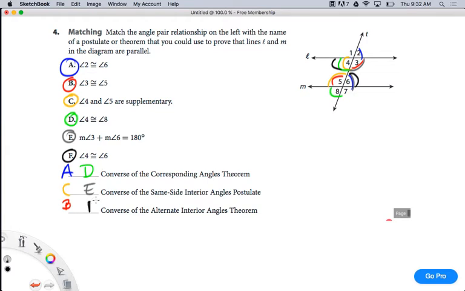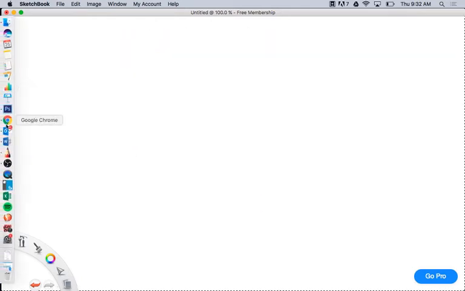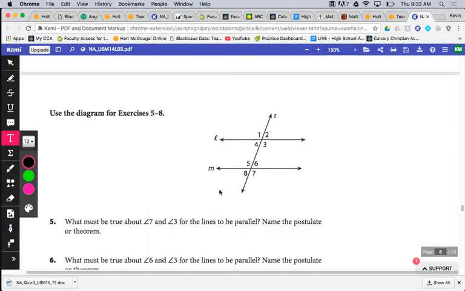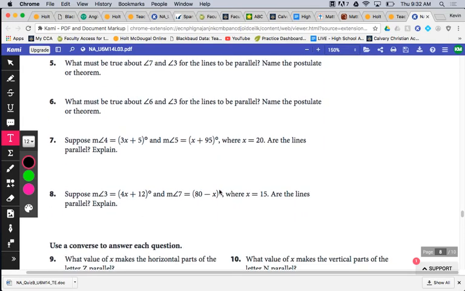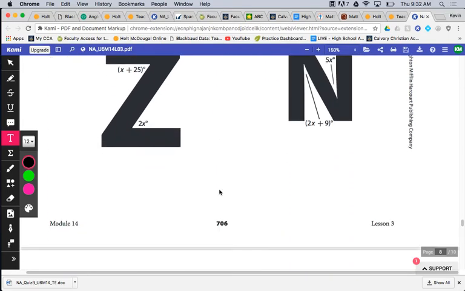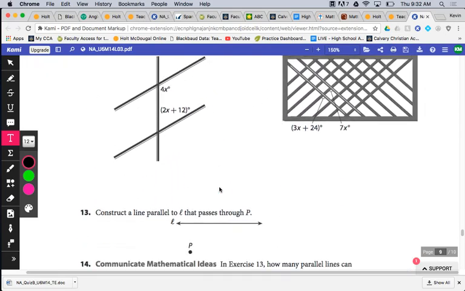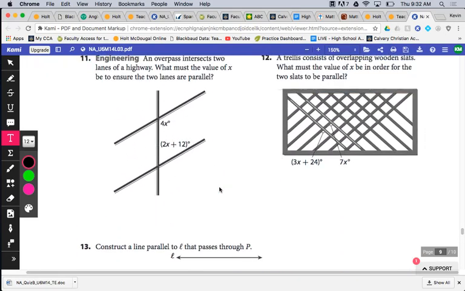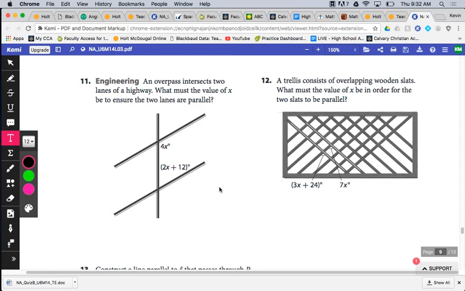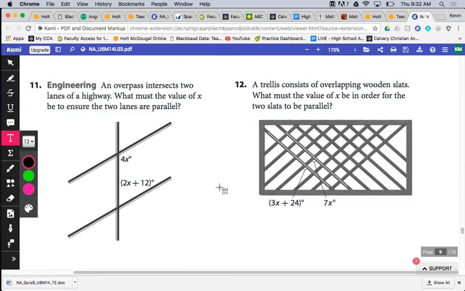Good. Very good. Okay. So it's basically just recognizing what kind of angle pair it is, and then just saying, oh, it's the converse because I'm trying to prove the lines are parallel. Cool? Any questions on this? All right. Good. Let's keep going. 5 through 8 are good to be able to use. 9 through 12 are good because I've got similar style questions, like word questions on the test. So we're going to go through number 12.